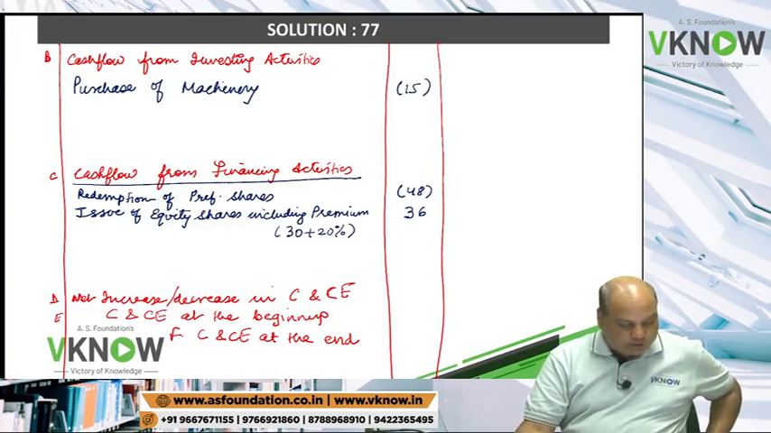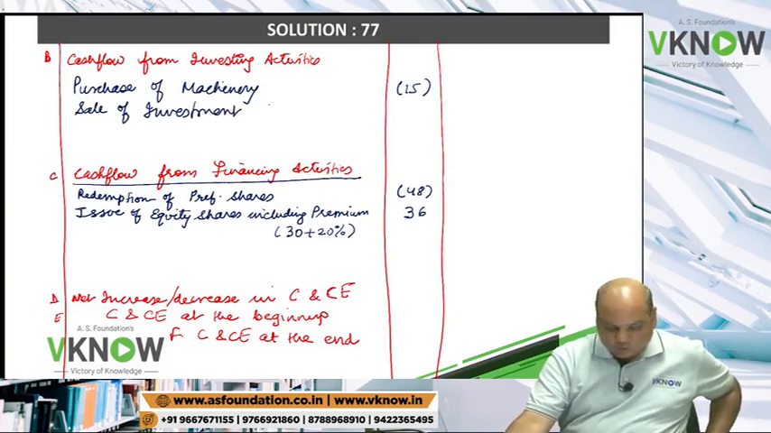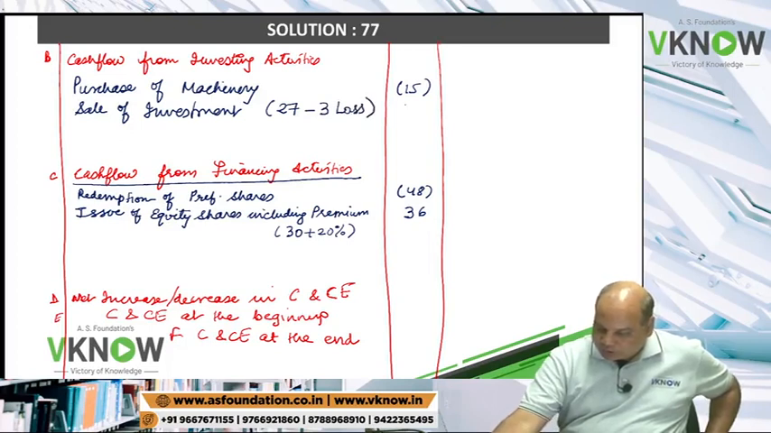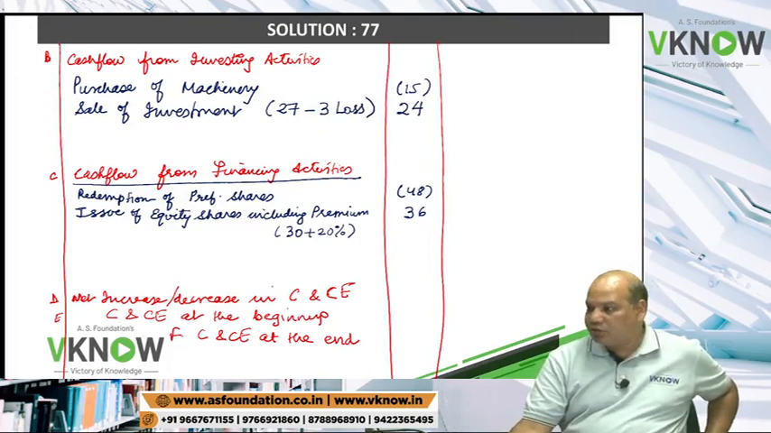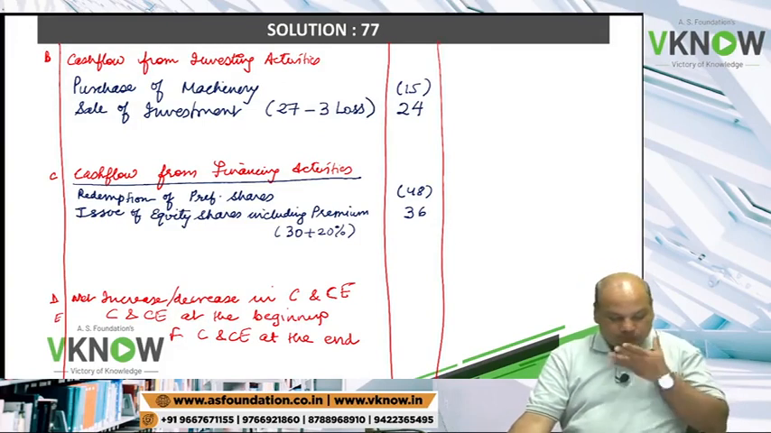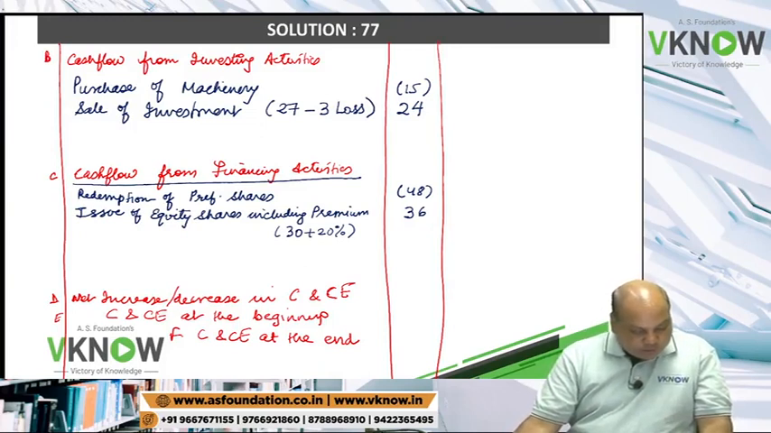Investment costing rupees 27 crores was sold at a loss of 3 crore. Sale of investment. Cost is 27 minus 3 crore loss, so net amount realized 24.